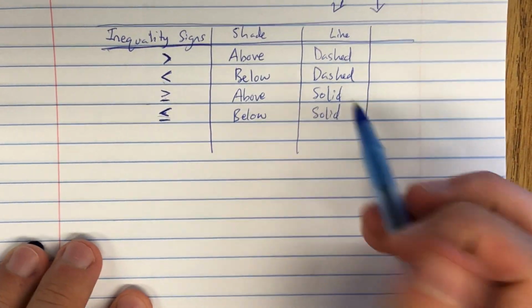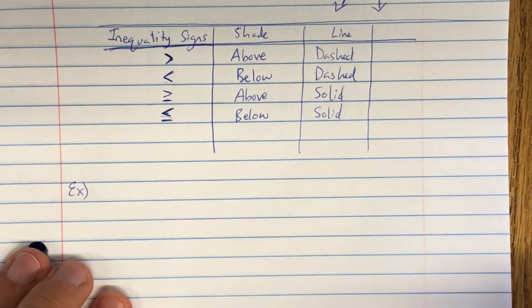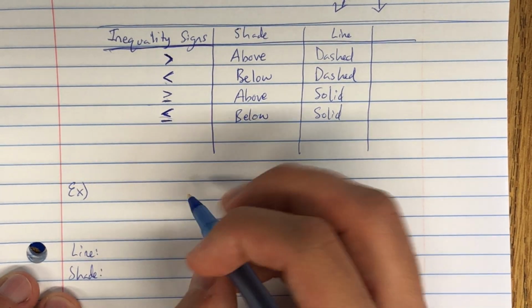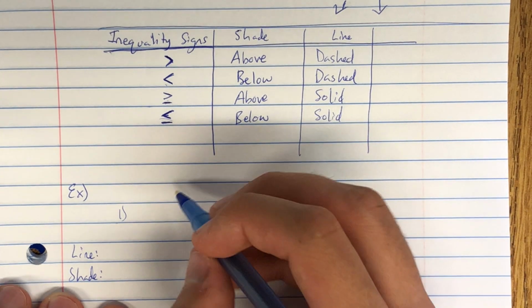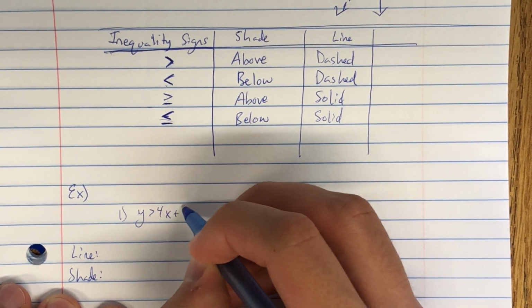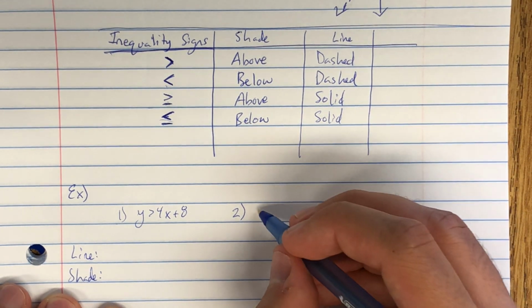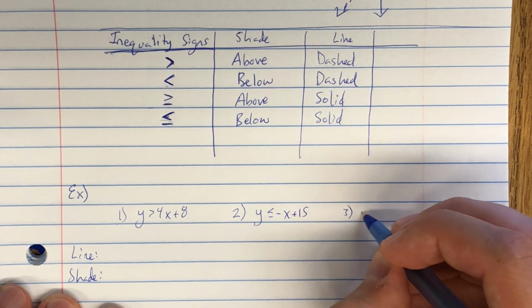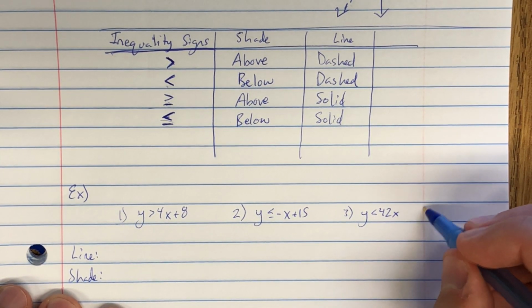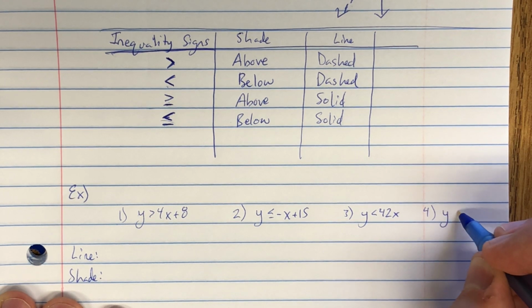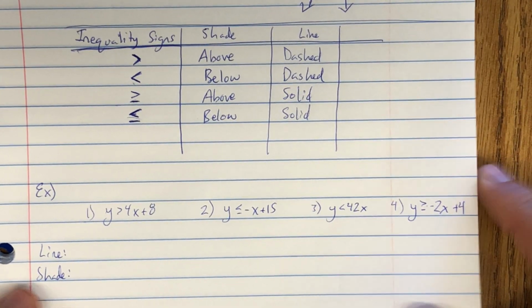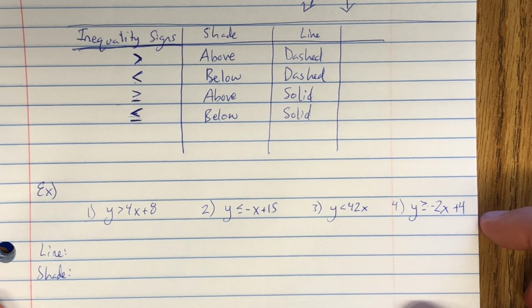So for our next problem here, let's use this table here. And let's describe the shade type, so both the line and the shade, for some different problems. So we're not going to do any graphing here. I just want you to determine what type of line and what type of shade we have. So for each of these problems, pause the video and quickly determine the line and shade.